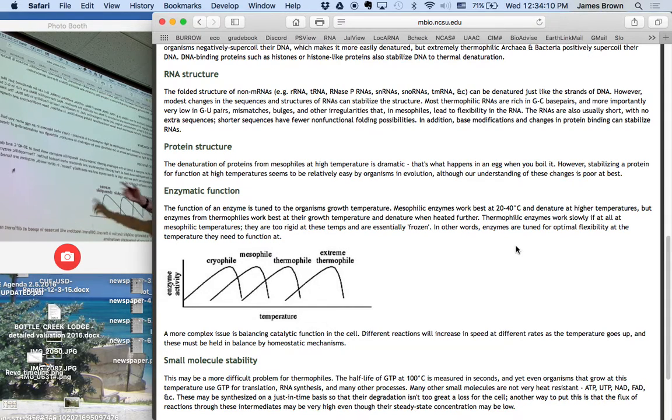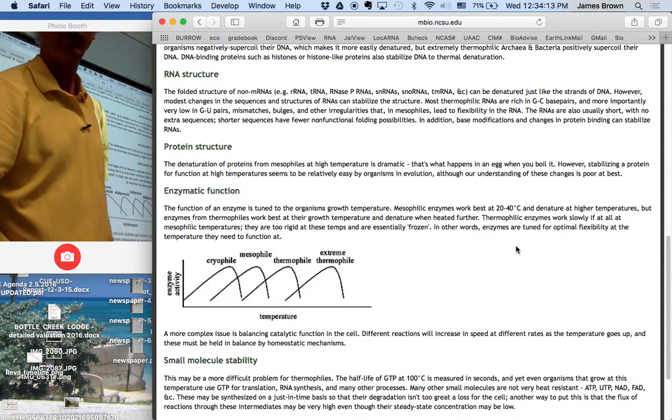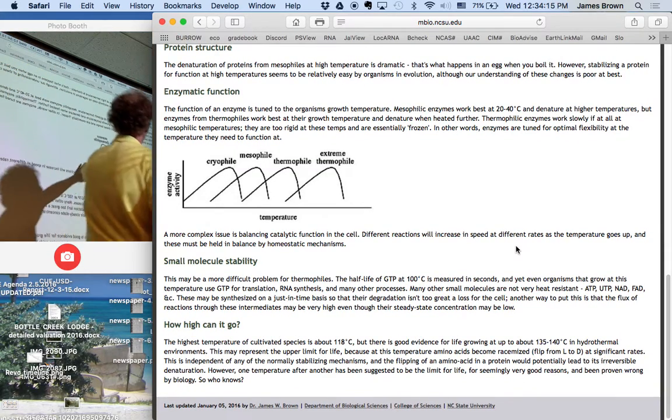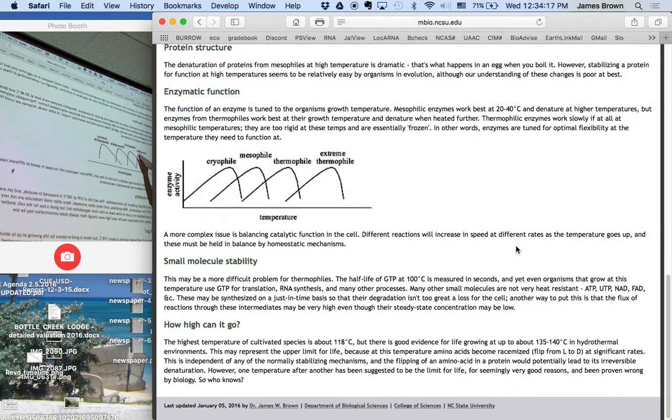And this is just showing you, I showed you that already. That is, that thermophilic enzymes work at high temperatures, organisms or enzymes from cryophiles work best at low temperatures, etc.